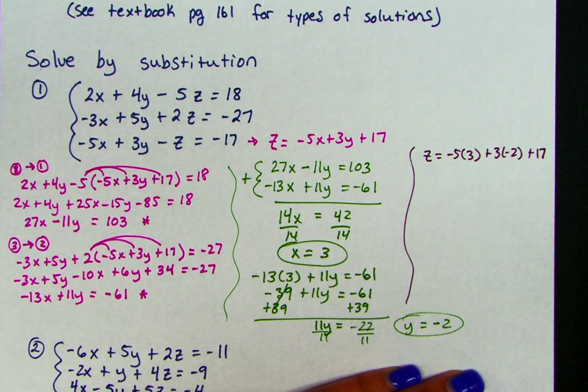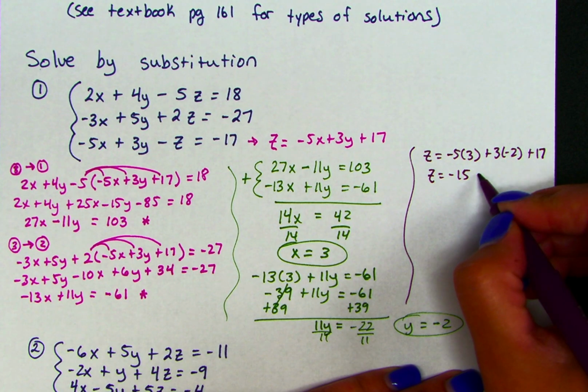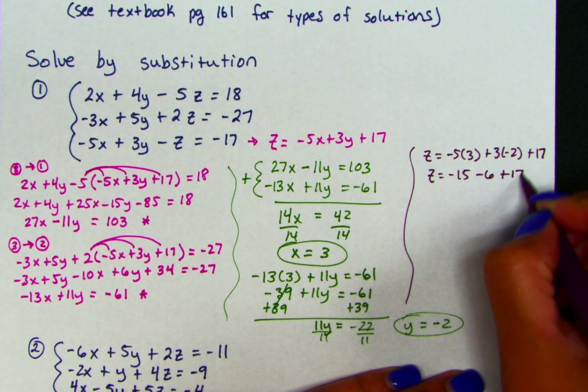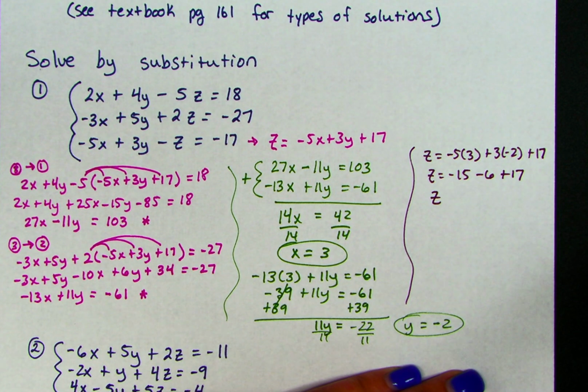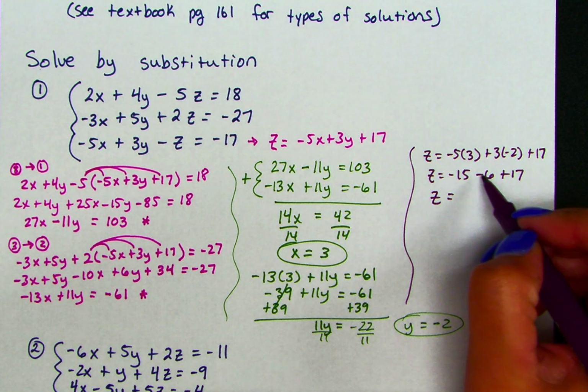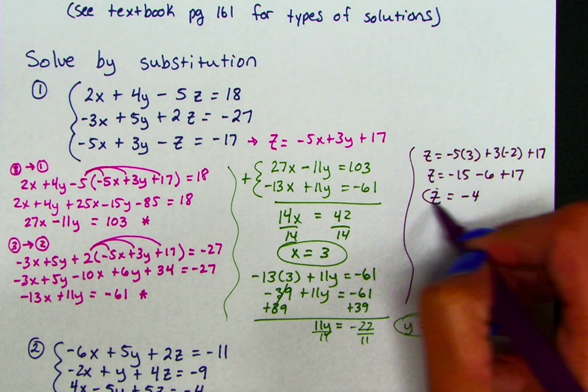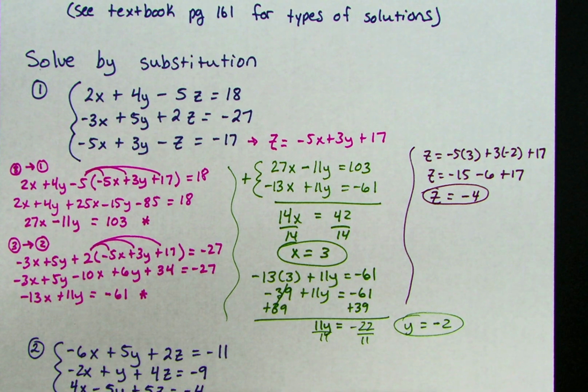Okay, so now I'm just simplifying. So this will be negative 15 minus 6 plus 17. And here we are just combining everything that we can. So if we need to do it in 2 steps, you can, or if you want, you can just type all of that into your calculator and calculate it in 1 step, or do it in your head in 1 step. So this will give me negative 21, and then plus 17 is going to be negative 4. So that is my third variable.